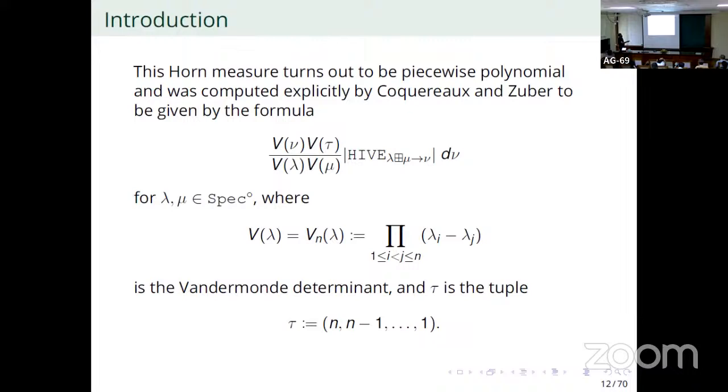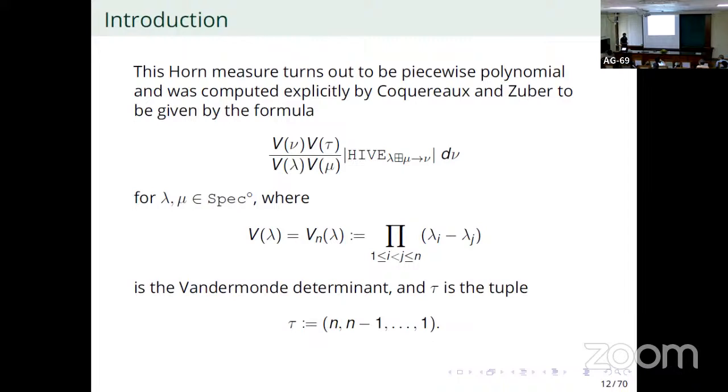The density of that Horn probability measure has a nice closed form expression in terms of the volumes of the hive polytopes. So it's basically the volume of a hive polytope, but you weight it by some Vandermonde determinants. So this is the probability of observing nu when you add two random Hermitian matrices with spectrum lambda and mu. You take the volume of the hive polytope corresponding to this, you multiply it by the Vandermonde for nu, divide by the Vandermonde for lambda, divide by the Vandermonde for mu.